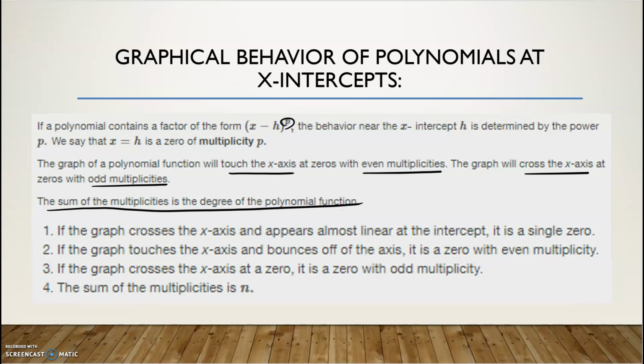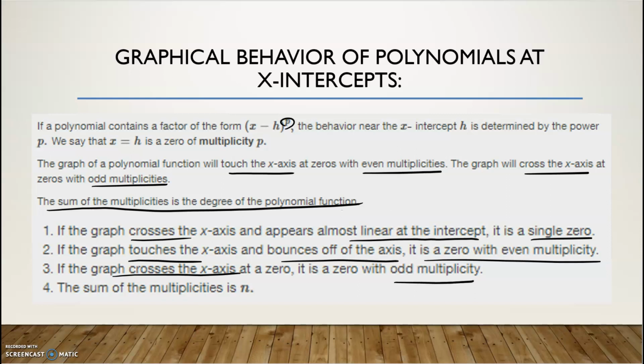So if the graph crosses the x-axis and appears to be almost linear, it's a single 0 or a multiplicity of 1. If the graph touches the x-axis and bounces off, it's a 0 with an even multiplicity. If it crosses the x-axis at 0, it is an odd multiplicity. And the sum of multiplicities is n. Basically what I just said right here. The sum of the multiplicities is the degree of the polynomial function.